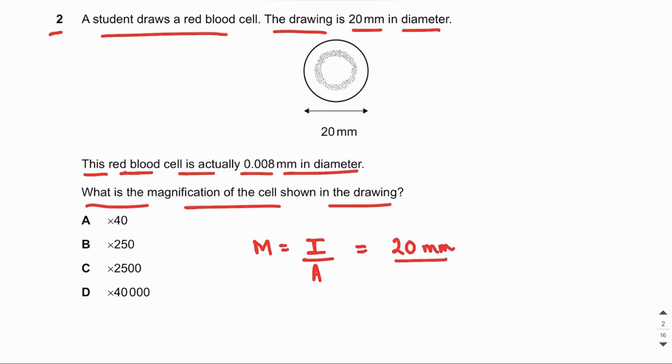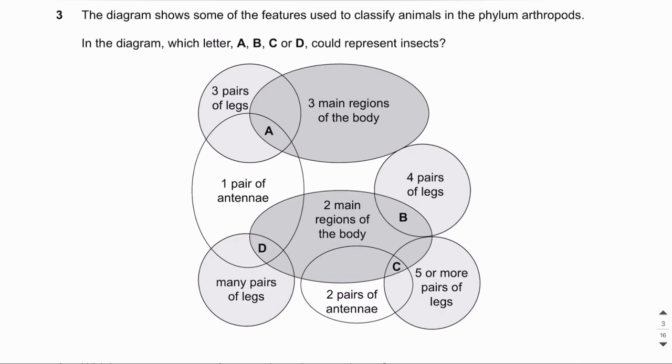Actually, the red blood cell is 0.008 millimeters, right? So if we divide 20 by 0.008, we get 2500. So the red blood cell, the drawing of the red blood cell shown is 2500 times magnified. The answer is C. Let's move on to MCQ number 3.